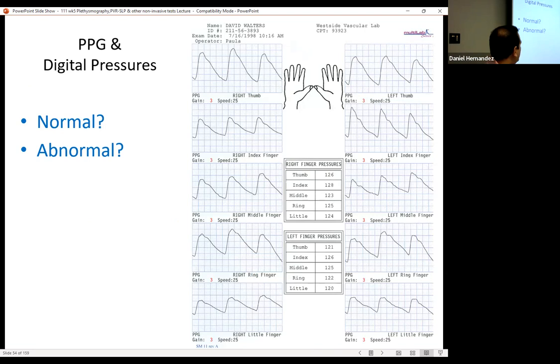So this is now just comparing some of the different digits, which could potentially be affected. Which ones are affected? Which ones are normal? Your left ring finger looks definitely affected. Same with the right ring finger, the right middle, the left middle. Yeah, your whole right hand.